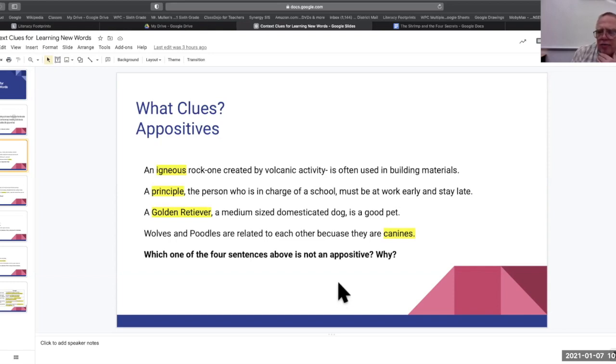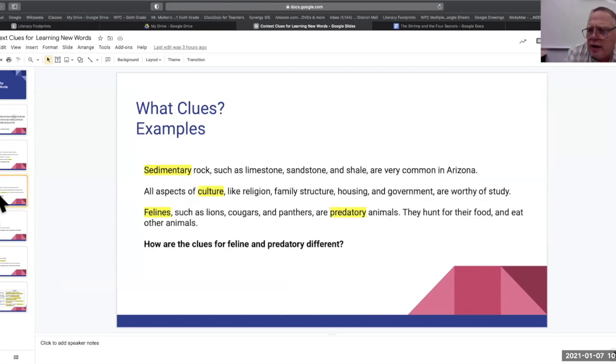Aaron, you're right. The answer is no. There is no appositive because it's not separated by a comma. It's not separated by a dash. And it really doesn't give the definition. It does give a clue, but it does not give a definition. So we have definitions, we have appositives, which are related, and then sometimes the context will give us examples.